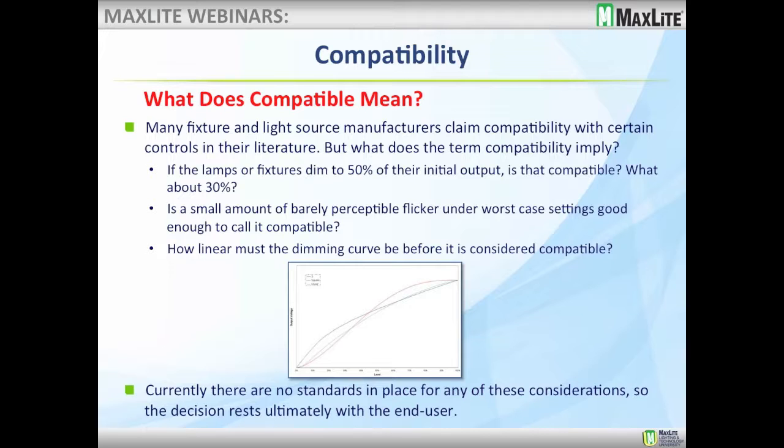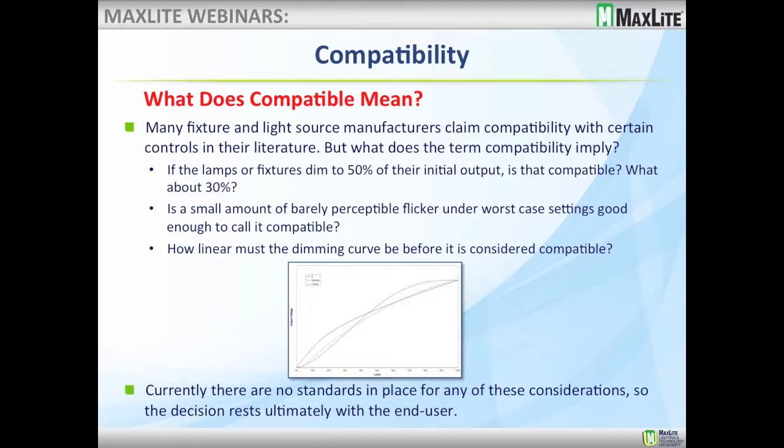Very much in commercial situations where you're putting a dimmer in a conference room or something like that, dimming down to 3% is not critical. Whereas in a residential or hospitality situation where they want to create a certain ambience, or they want the lights to dim in a certain fashion, then dimming down to 30% and shutting off is not going to cut it. So the term compatible can mean different things to different customers.